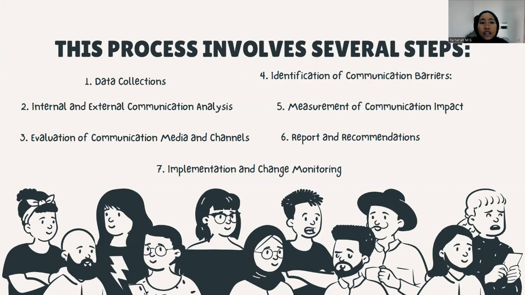The second one is internal and external communication analysis. The audit looks into internal communication between employees, departments, and the management, as well as the external communication with stakeholders such as the customers, suppliers, and the public.